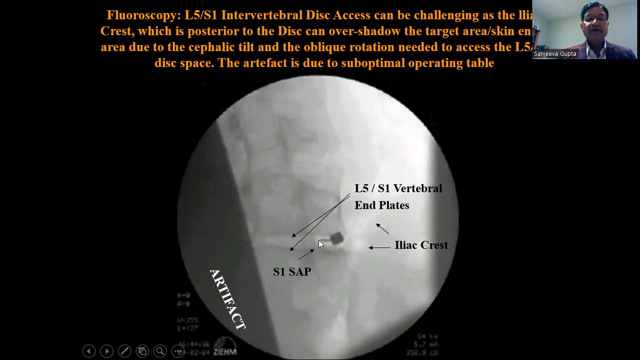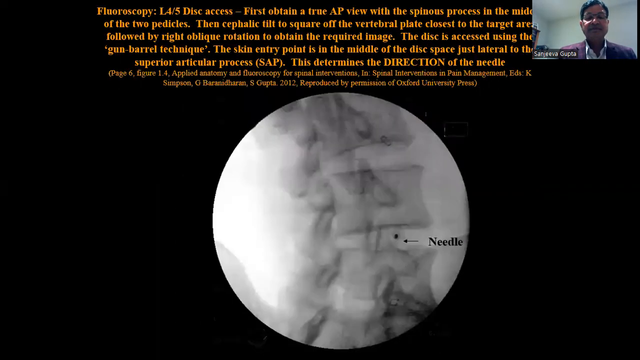Just in front of the superior articular process of S1 in the middle of the disc, enter, hit the superior articular process if you wish to, curve it laterally, turn the needle by 180 degrees and go past the superior articular process, turn it back again towards the superior articular process, the curvature, and enter the disc and check in the lateral position how deep you are.